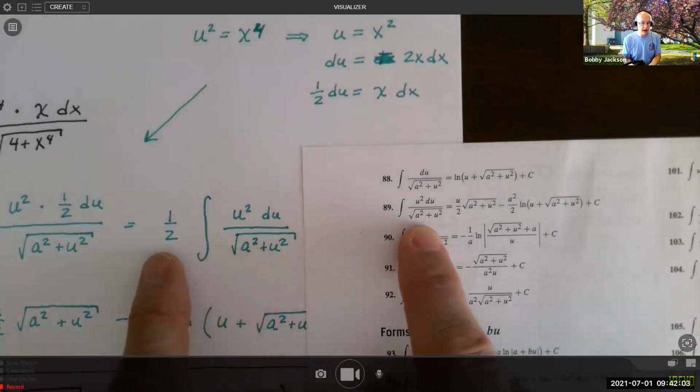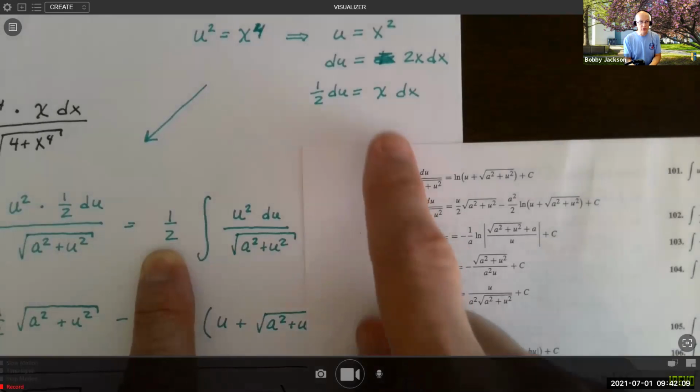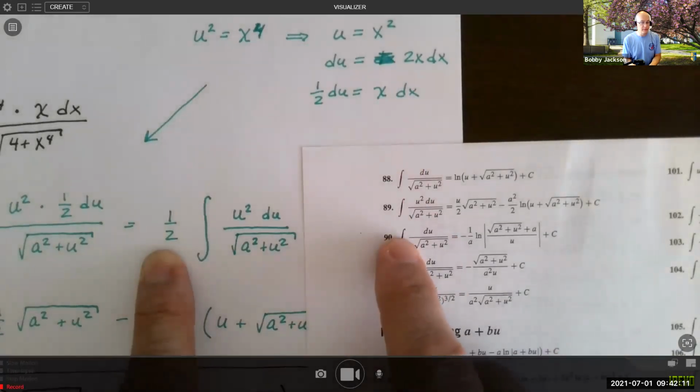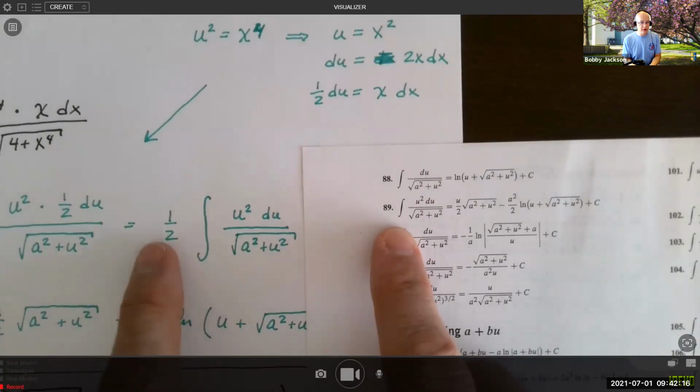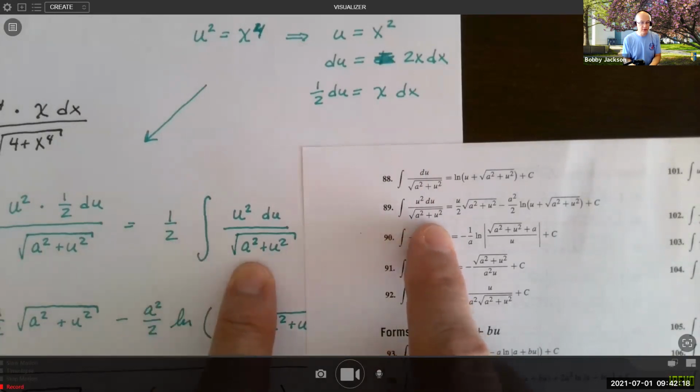This factor of 1/2 is important. And that's often the case. You need to make sure that you do your du and match everything up. Okay. Because a lot of times there's some constant multiple out here. But this part, this is where we're going to use the table.